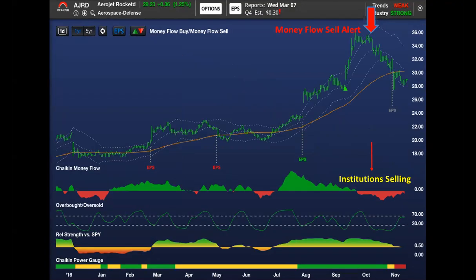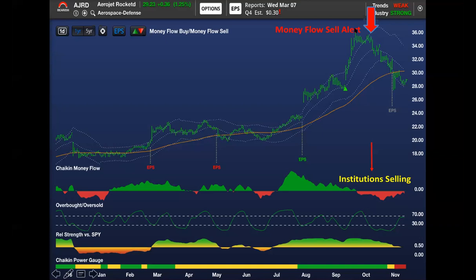Now, here's another bearish money flow sell alert. The aerospace industry group was very strong all through the summer into, I'd say, early October. And rocket stocks are all the rage. In fact, Northrop Grumman made a bid for a company called Orbital ATK, 25% above the market, and it caused stocks like Aerojet Rocketdyne to skyrocket, no pun intended. We had an oversold buy signal, a money flow buy signal, and the stock went from 28 all the way to 36.